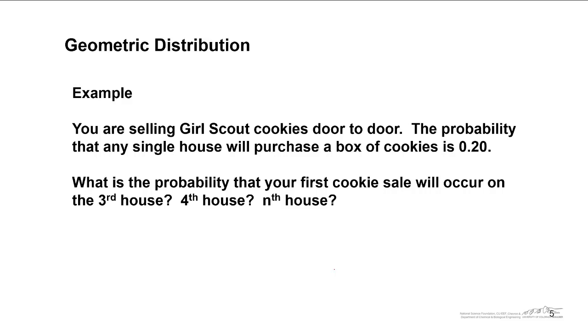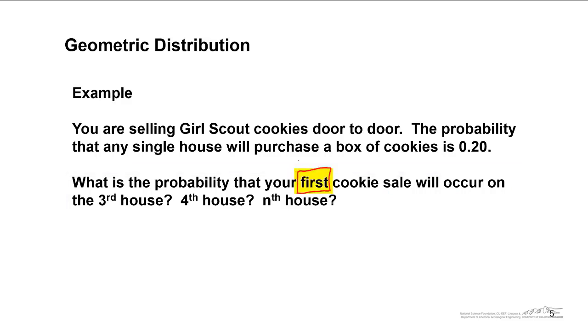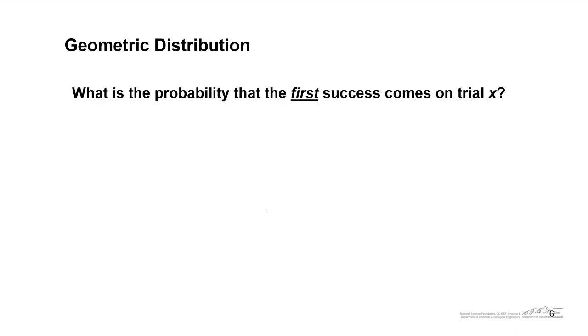So in a geometric distribution problem, we might ask, what is the probability that your first cookie sale, and that's important, it's always the first success in the geometric distribution, will occur on the third house, the fourth house, the first house, the second house, the nth house in general, or the xth house as we use it in the formula. So the geometric distribution answers the question, what is the probability that the first success comes on trial x? Let's derive this real quick.